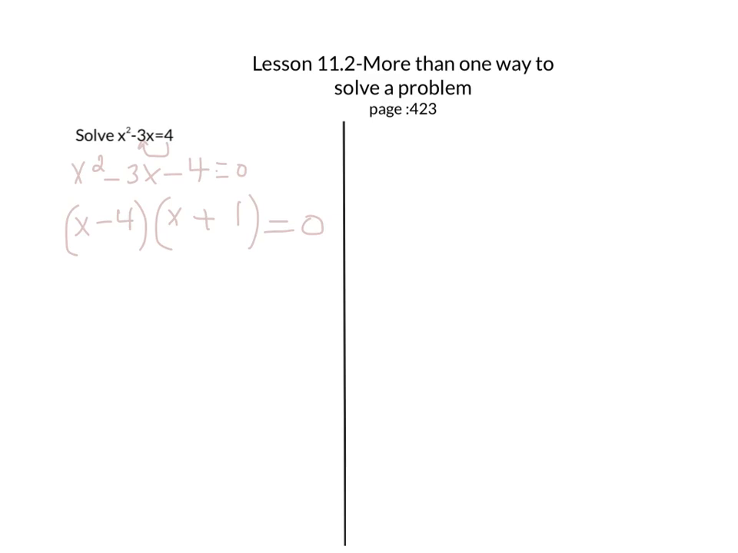Step number 3 would be applying the zero product property or the null factor law, which means take each factor equal to 0. So first factor, x minus 4 equals to 0. Second factor, x plus 1 equals to 0. Step number 4, solve for x. X equals 4, that would be my first solution. And x equals -1, that would be my second solution.